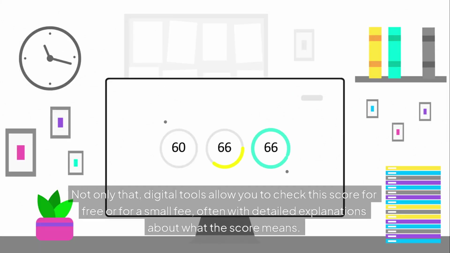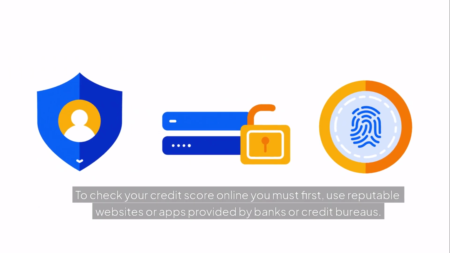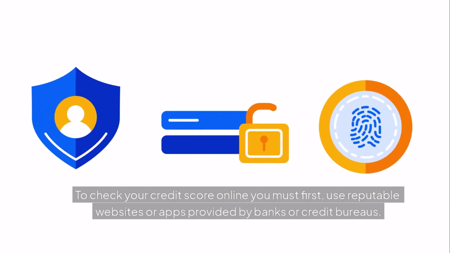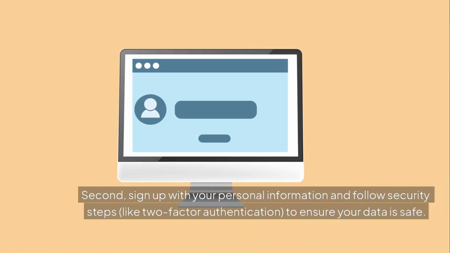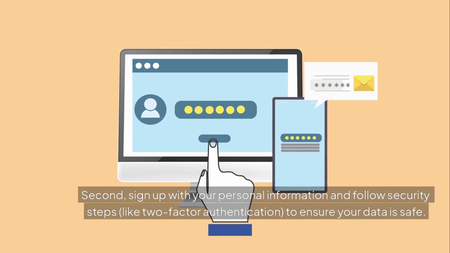Not only that, digital tools allow you to check this score for free or for a small fee, often with detailed explanations about what the score means. To check your credit score online, you must first use reputable websites or apps provided by banks or credit bureaus. Second, sign up with your personal information and follow security steps, like two-factor authentication, to ensure your data is safe.